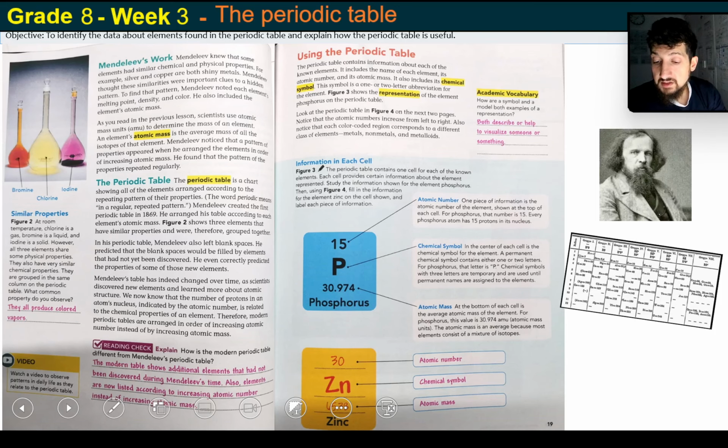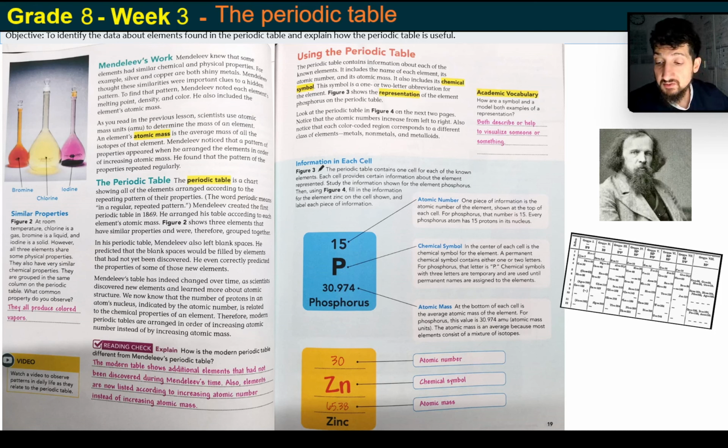Right, let's move on. So I've already talked about the atomic mass. The atomic mass is basically the number of neutrons and the number of protons that an element has. That's what we mean by atomic mass. The atomic mass is the number of protons and the number of neutrons the element has.